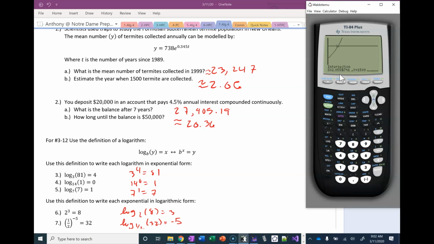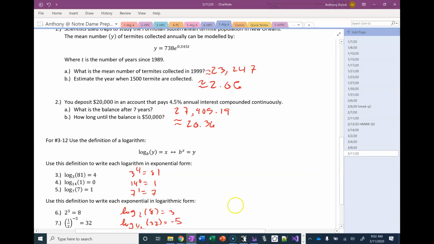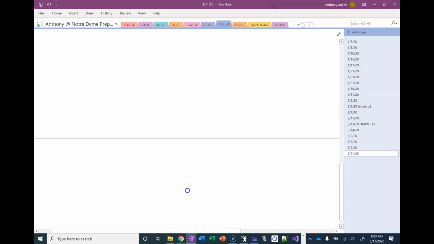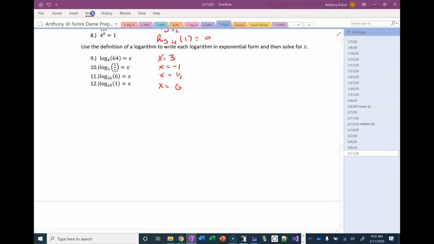Yeah. 11? Yeah, it is 1/2. Okay. So converting that into exponential form, I'd write 36 to the x is equal to 6, right? So the relationship I see between 36 and 6 is that 6 is the square root of 36. And remember that the square root is the same thing as the fractional exponent 1/2. So that's why it's 1/2.